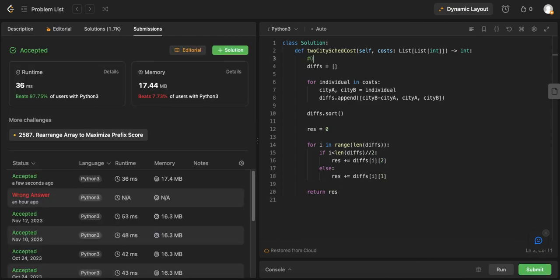Once again, this is in O of n log n time complexity, where n is the number of individuals in our costs array, because of this sorting that we're doing to the differences array.